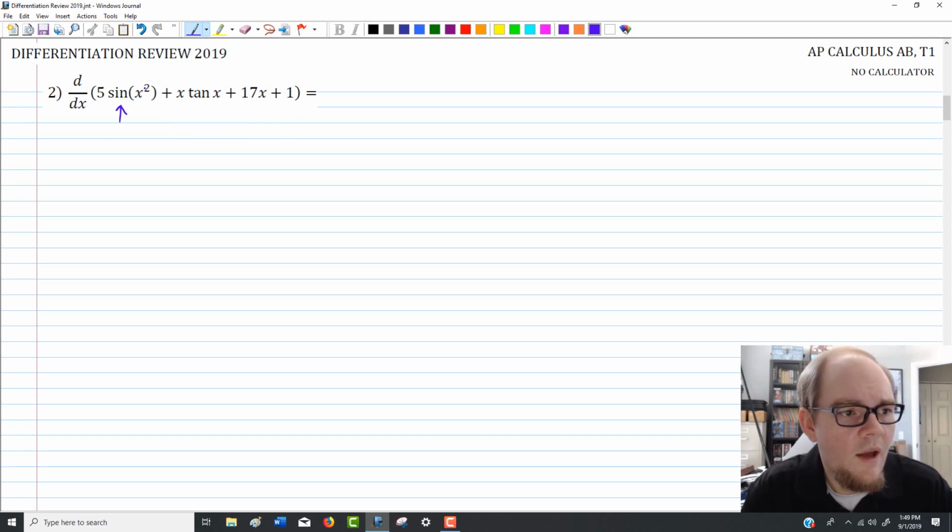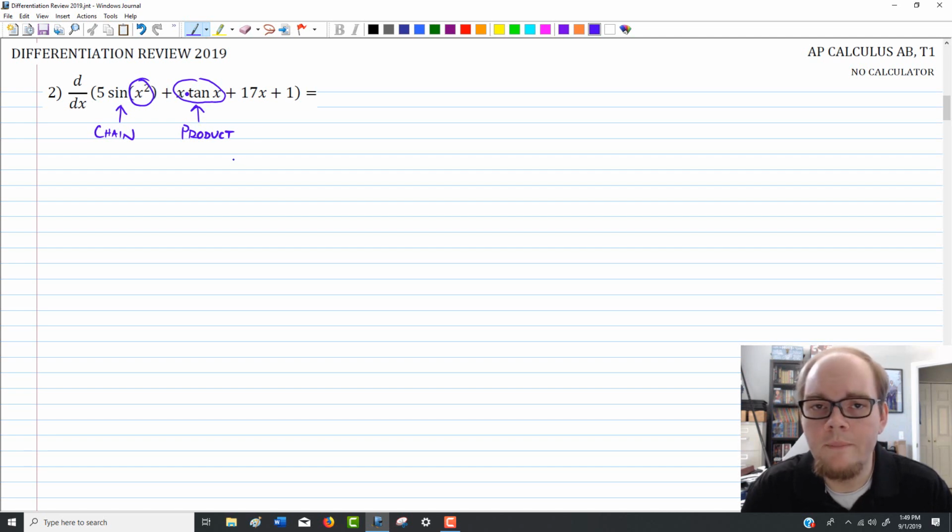Specifically, that first one, with an x squared on the inside of the sine, inside the argument, that's going to require us to use the chain rule. And then second, because of the x times tangent of x, because we've got two different functions being multiplied together that we can't distribute through and simplify that way, we're going to have to use the product rule as well. So there's a couple different rules we're going to need to work with here.